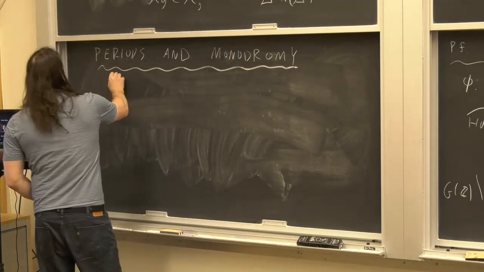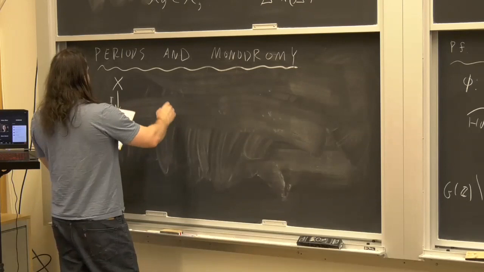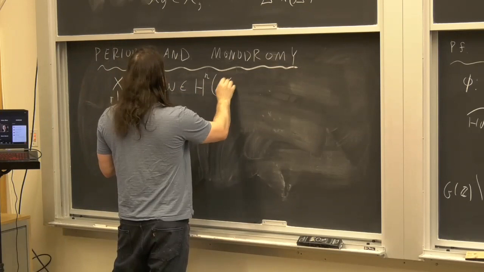And I think it's kind of visual. So again, let's go back to this picture, X over S. And now what we're going to do is fix an algebraic variation of holomorphic n-forms.